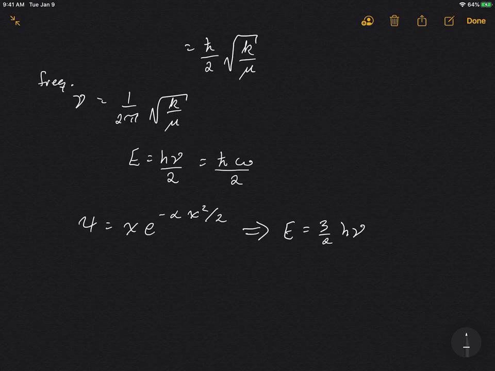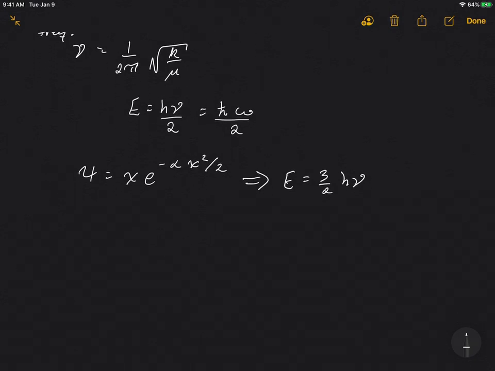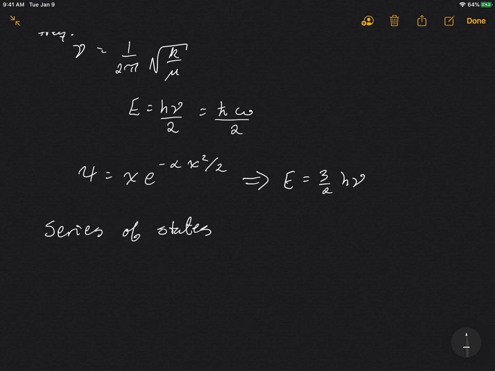Anyway, enough about what's expected on homework or tests. Let's get back to these energy levels. It turns out that there's an infinite series of states or wave functions. And you'll notice we haven't actually normalized these wave functions yet. Again, I'm not going to worry too much about the normalization constants.